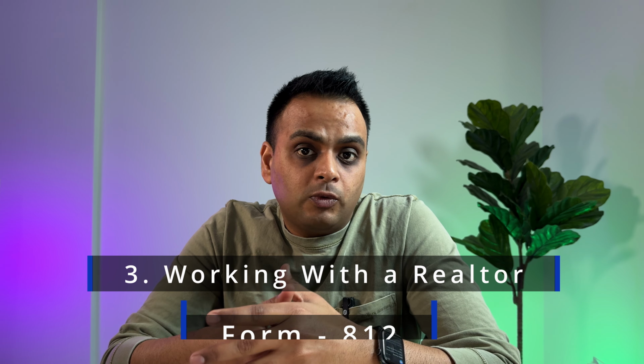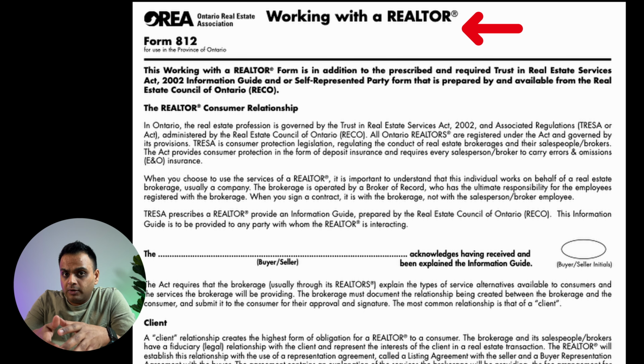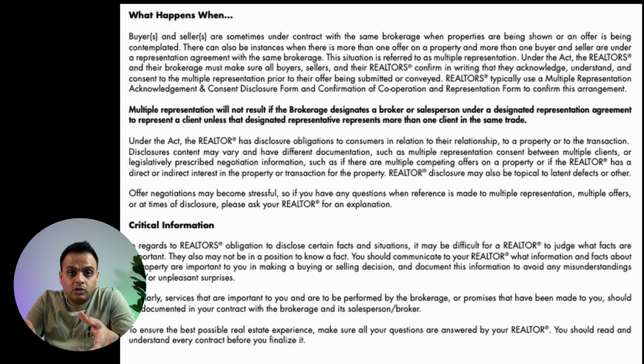This will mostly conclude the Form 300 or the Buyer's Representation Agreement, but it's usually accompanied with the next key form, which is Form 812, Working with the Realtor. Now, the Working with the Realtor form is a condensed version of the Buyer's Representation Agreement. It explains what we do, along with some information which mirrors the information guide. Now, to give you an idea, these two forms, along with the information guide, are the first steps for you to hire your realtor.